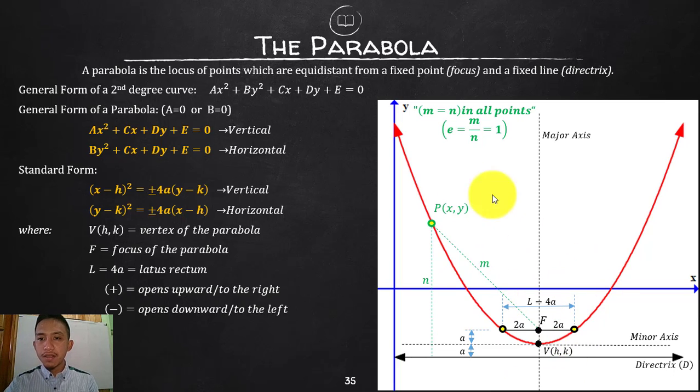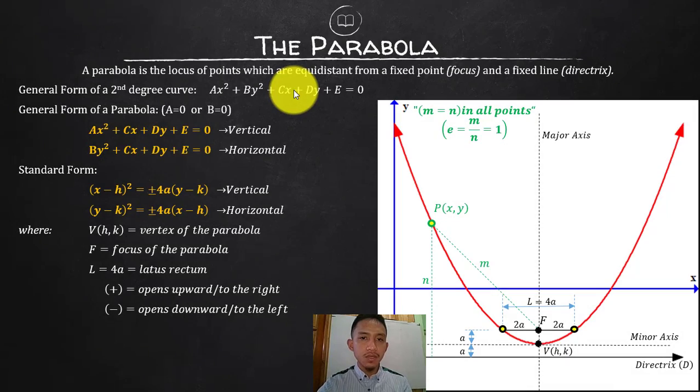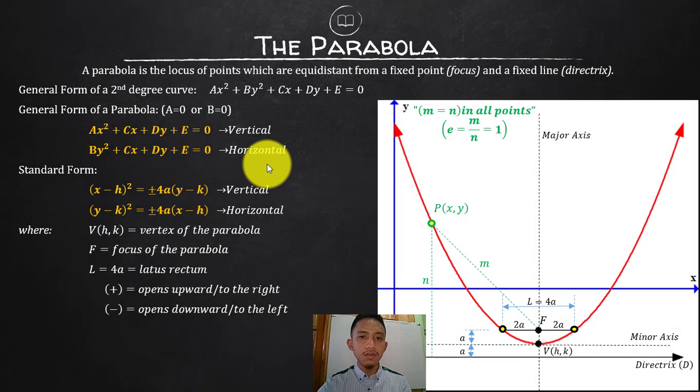So that is our parabola. Again, that plus and minus is the explanation I gave earlier. Let's go to the next one. Before we have an example, let's discuss all the conics, and then we will have examples on all of these conics as a whole.